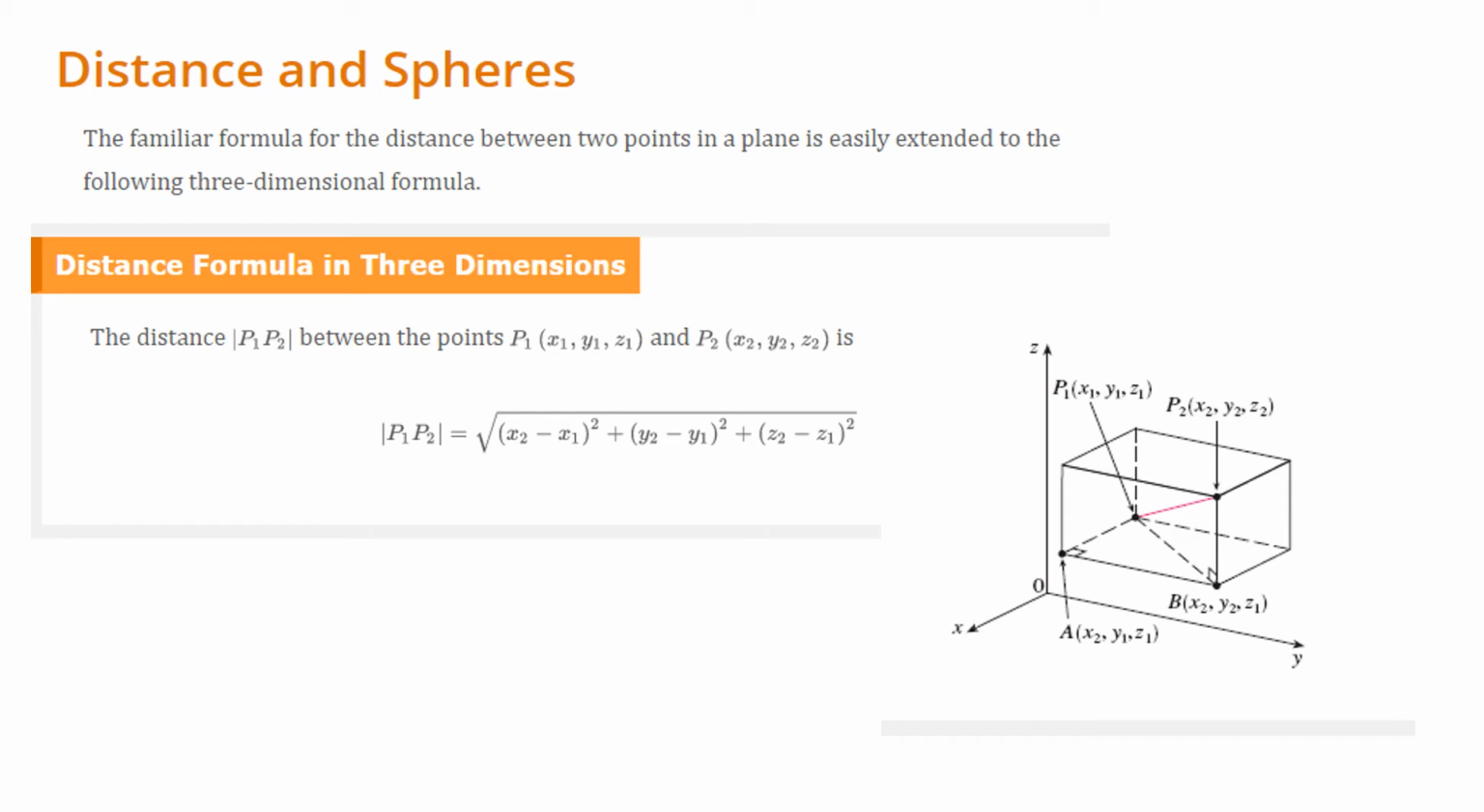We can also talk about distances in three-dimensional spaces, and instead of talking about circles, we'll talk about spheres. Let's begin by talking about the distance formula in 3 dimensions. So the distance, and here we start seeing notation where the absolute value of P1, P2 means the distance between the points P1, which is x sub 1, y sub 1, z sub 1, and P2, which is x sub 2, y sub 2, z sub 2, is given by the square root of x2 minus x1 whole squared plus y2 minus y1 whole squared plus z2 minus z1 whole squared, square root of all of that.